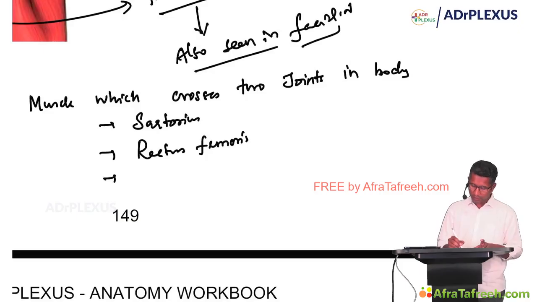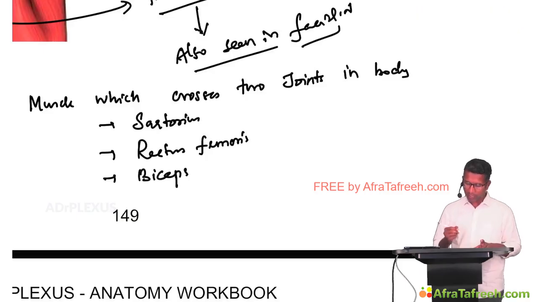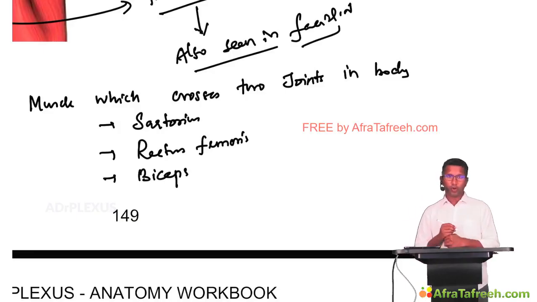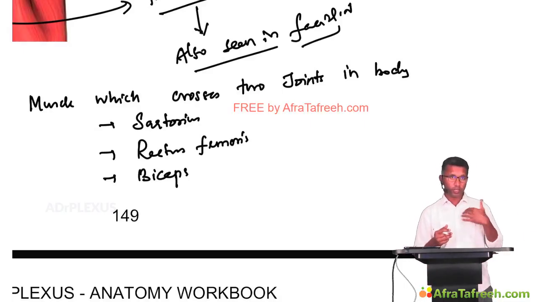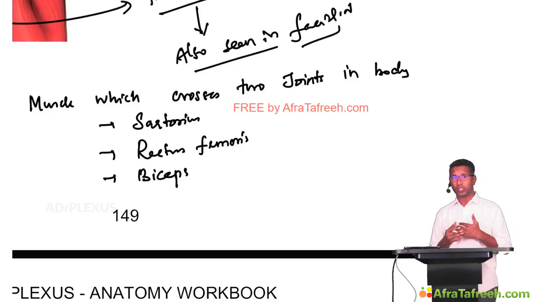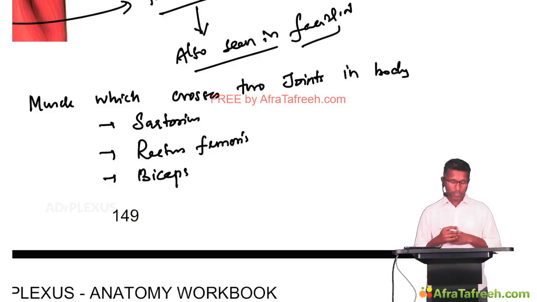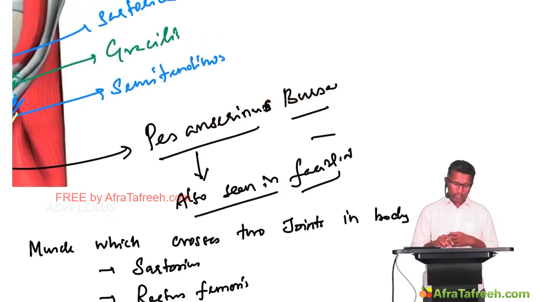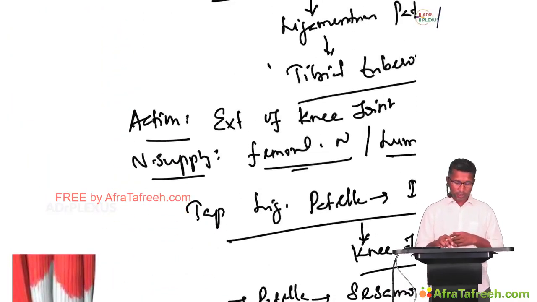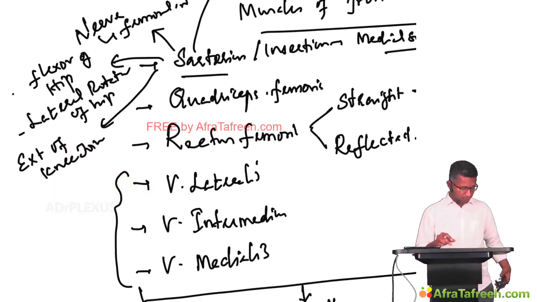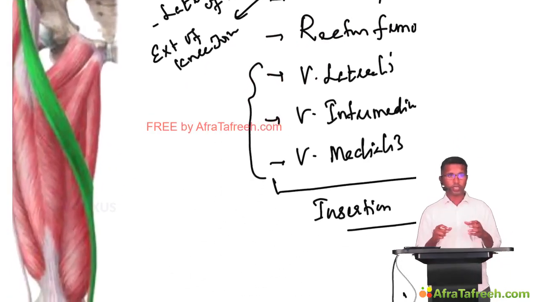There are a lot of muscles, guys. Just to add another muscle here, that is biceps brachii, which again crosses two joints: the shoulder joint and the elbow joint. So these are certain muscles in the body which cross two joints, and they act on these two joints also. Sartorius acts on the hip joint and knee joint. Rectus femoris also helps in causing flexion of the hip joint. So these are all the muscles in the anterior aspect of the thigh region. We have seen the quadriceps muscle and the sartorius muscle, and we have seen their actions also.